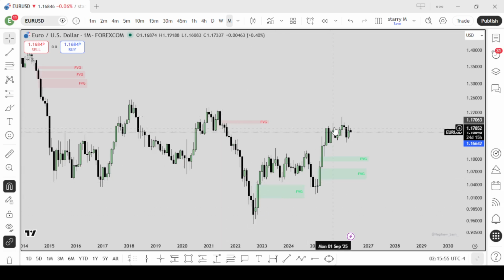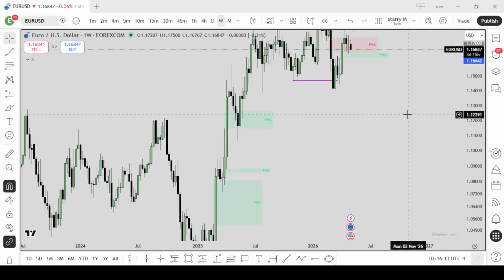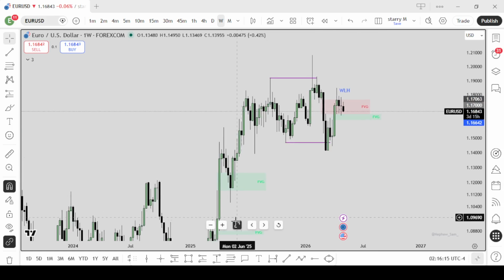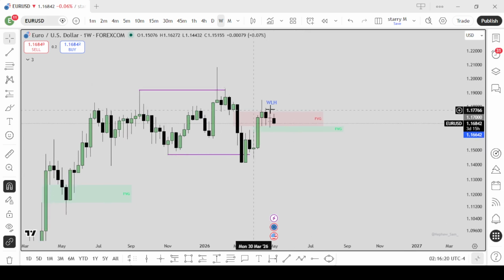We were correcting or having a pullback. And once we got here, we took this liquidity. It can be seen on the weekly. And then we started moving downwards. On the monthly, we can see that we mitigated this. This is the liquidity we were talking about. We took this liquidity, mitigated this fair value gap, and now we are looking for sales.